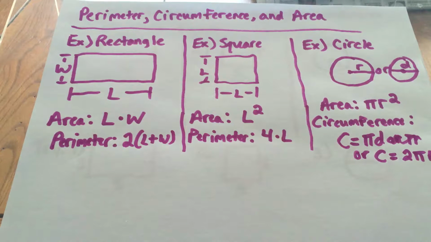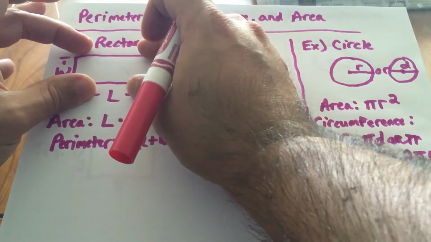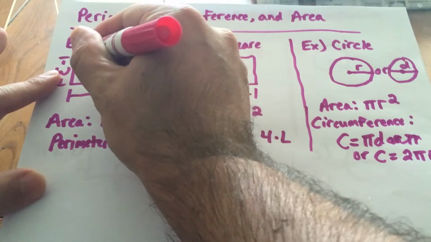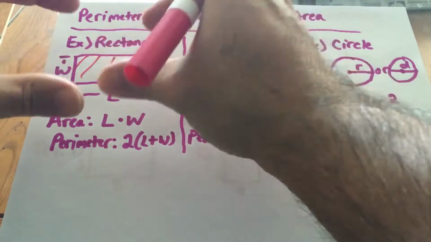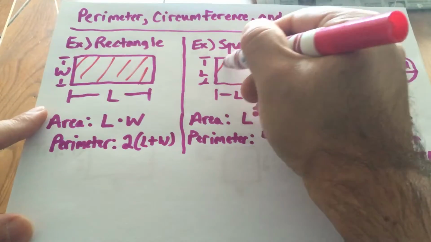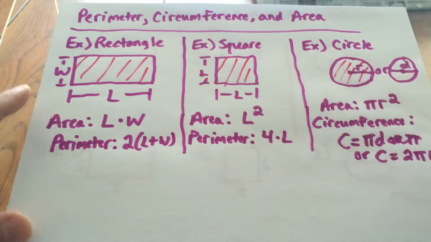All right. Now the area is how much space do we have within this shape? The area is sort of like this little cross-hatched section right here. It's how much space is within these shapes. This would be the area for the square, and inside the circle, how much space is in there.